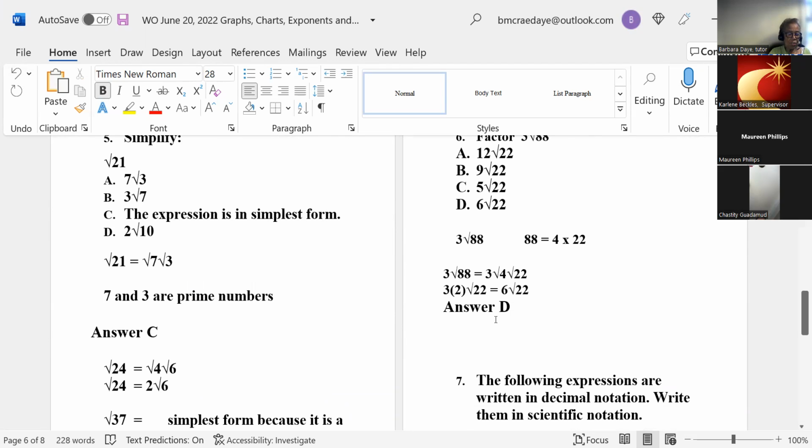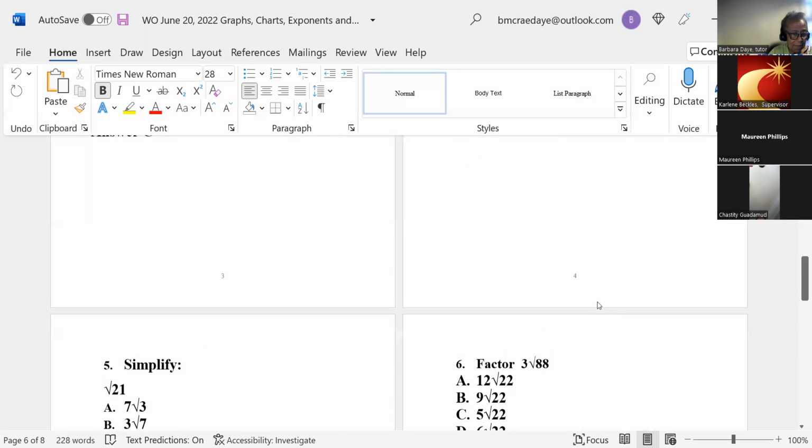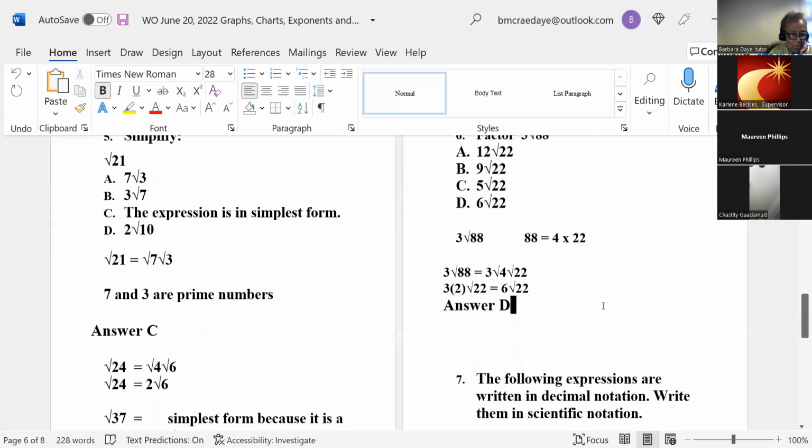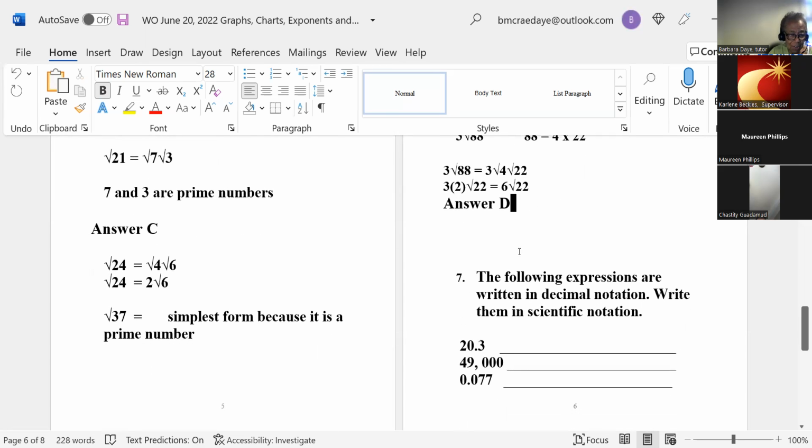Maureen, any questions now on the radicals factoring? No, I think I got a clue. You think you got it? Simplifying and factoring of radicals. No questions? Okay. So you said no questions, so I will give you one to practice on.